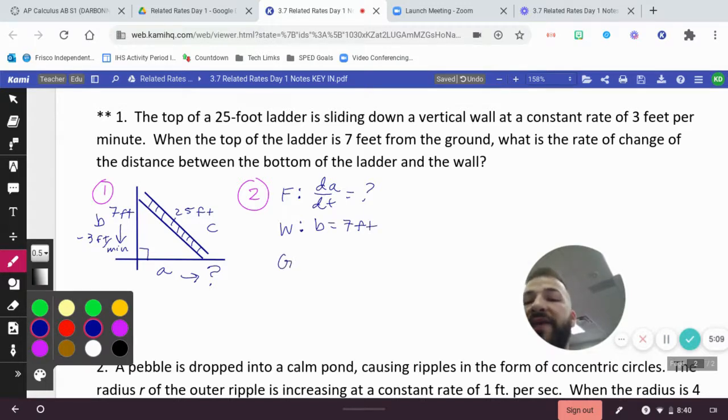Okay. Given, G, stands for any other given information in the problem. Well, they tell us that C is equal to 25. Okay. They tell us that dB dt is equal to negative 3 feet per minute. Okay. Any other given information? No. We could solve for something else, which you'll probably see is needed.